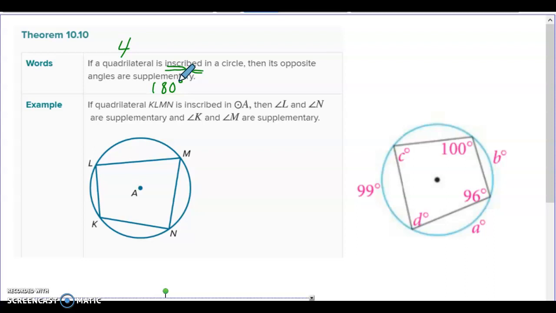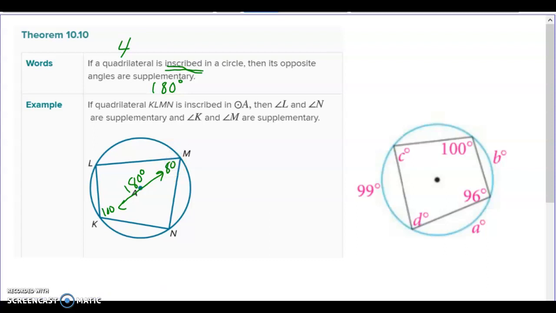Okay, so what that tells us then is you can see we have quadrilateral KLMN, right, inside of there. So these two angles are opposite each other. Those are going to add up to 180. So like if this angle right here is 100 degrees, then this one would be 80 degrees.